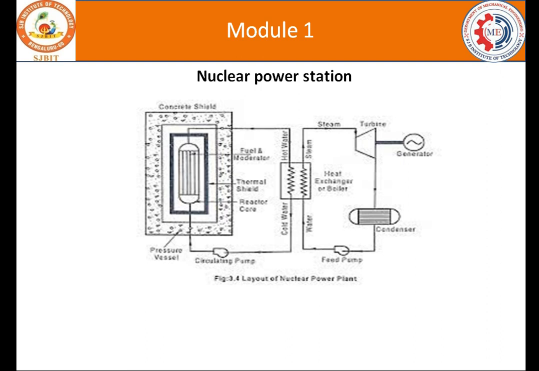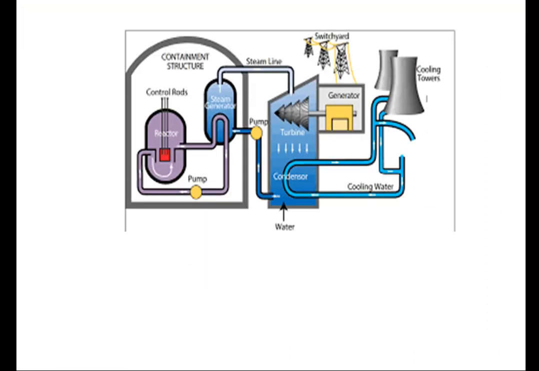If you take a nuclear power plant, there will be a concrete shield covering it, and a condenser. There will be a reactor core, and an evaporator or boiler. The heat exchange happens, then the steam goes to the turbine, and there will be a condenser and a fuel pump. Like this, a nuclear power station works.